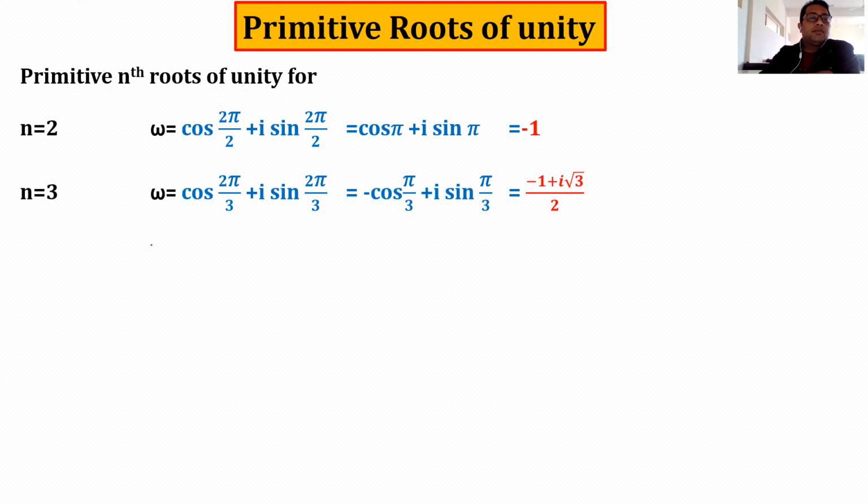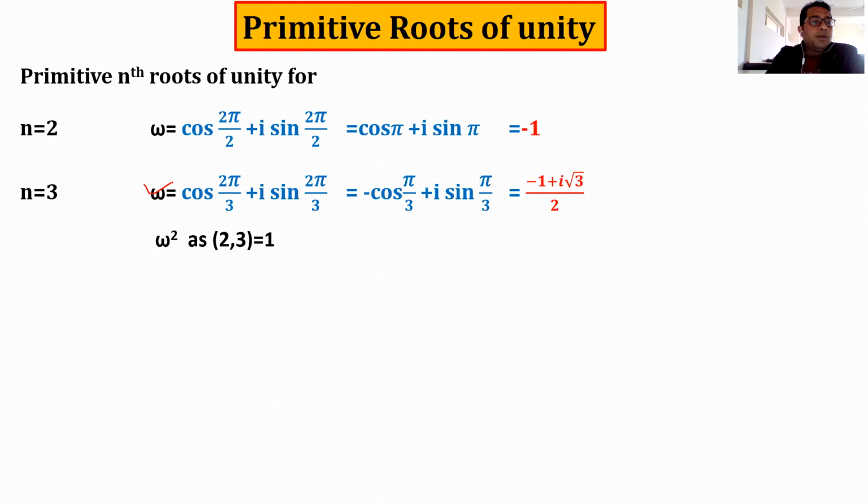For n equal to 3, omega will be cos 2 pi by 3 plus iota sine 2 pi by 3. Break the angle 2 pi by 3 as pi minus pi by 3, you will get minus cos pi by 3 plus iota sine pi by 3. And cos pi by 3 is half, and sine pi by 3 is root 3 by 2. So you will get the value of omega as -1 by 2 plus iota root 3 by 2. And now omega is one of the primitive third roots of unity.